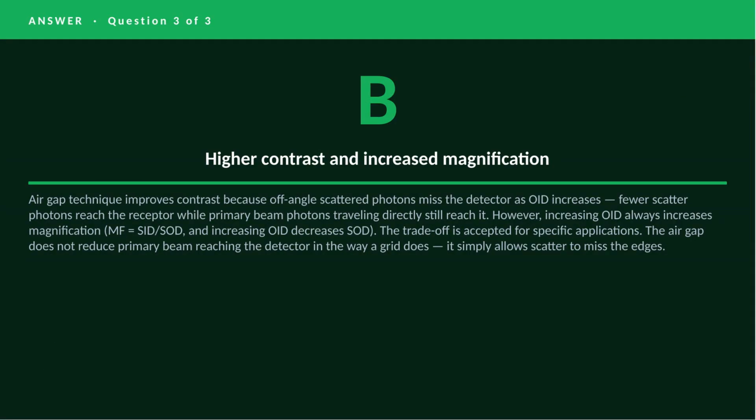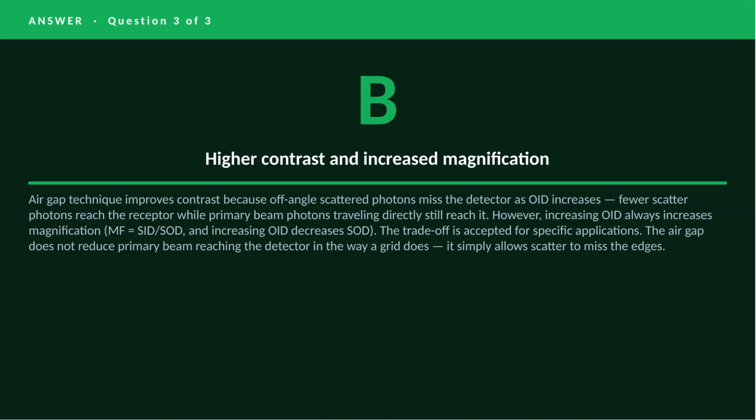The answer is B, higher contrast and increased magnification. Air gap technique improves contrast because off-angle scattered photons miss the detector as OID increases. Primary beam photons traveling directly from the focal spot still reach the detector, so the primary to scatter ratio improves and contrast improves. But increasing OID always increases magnification.